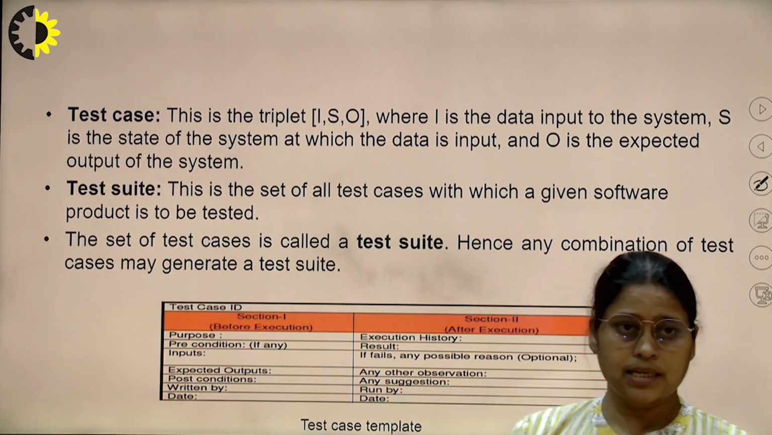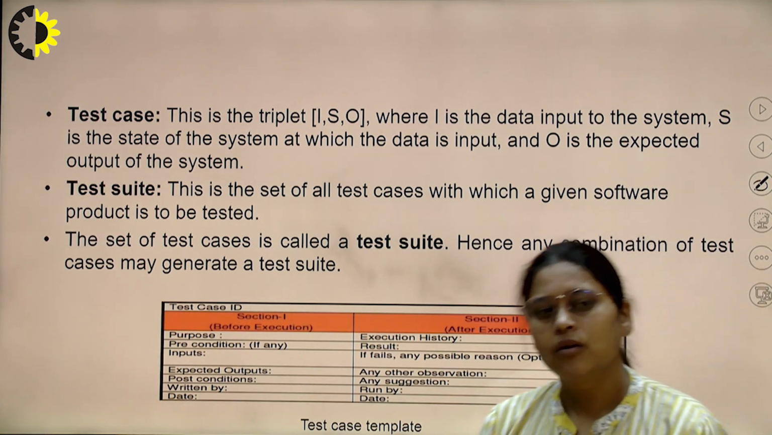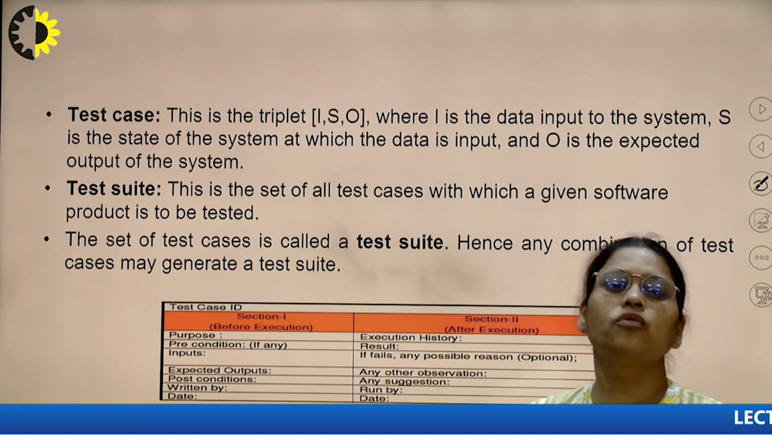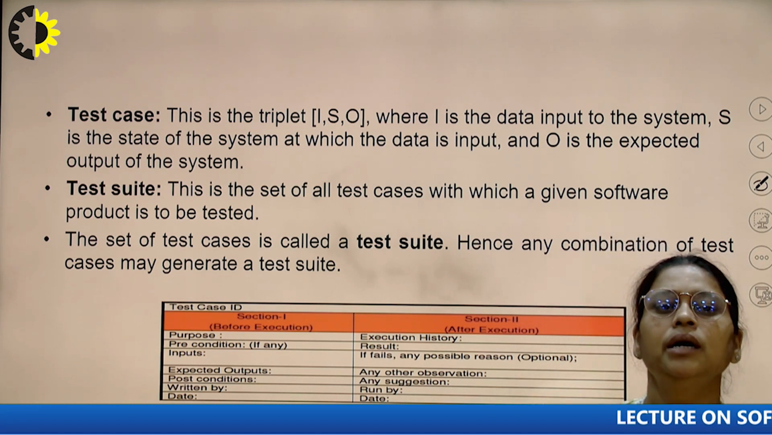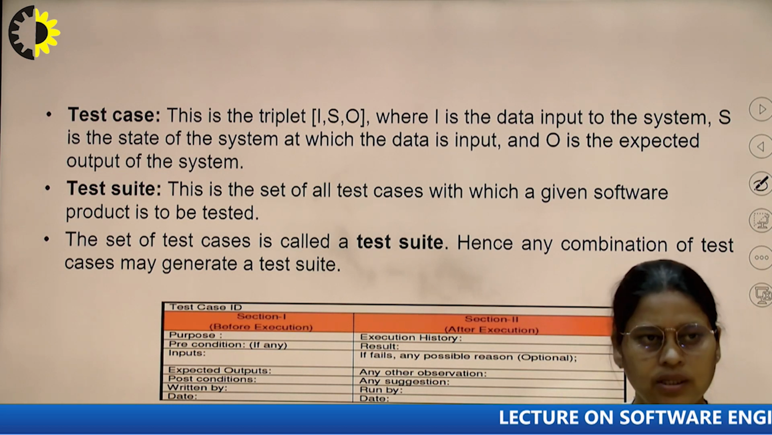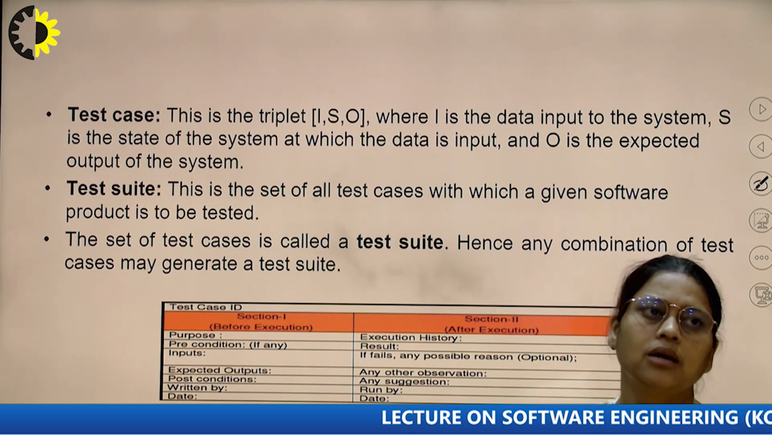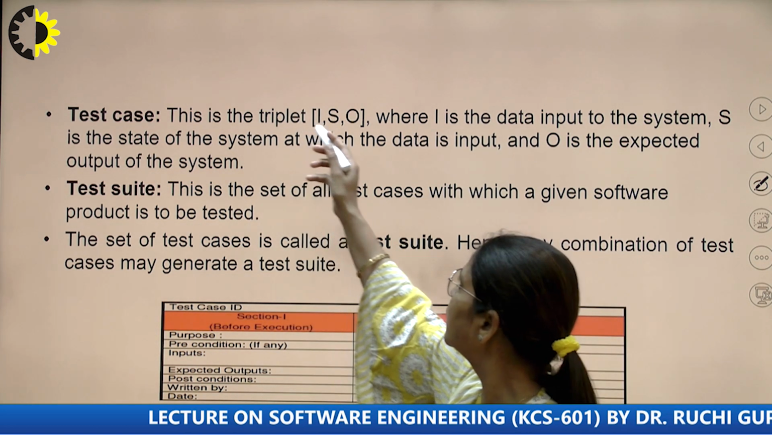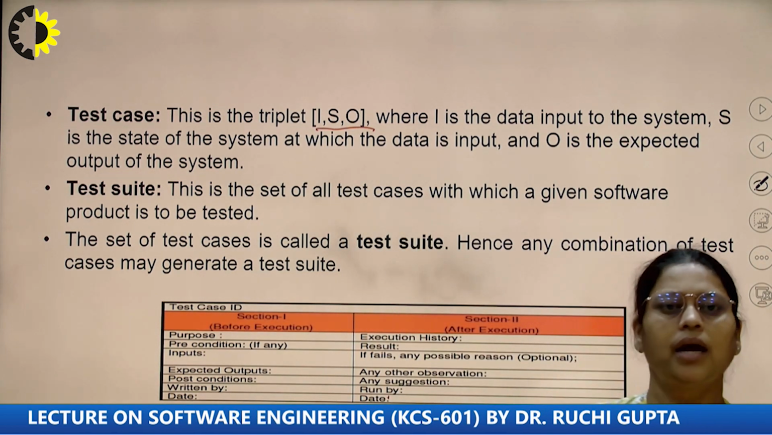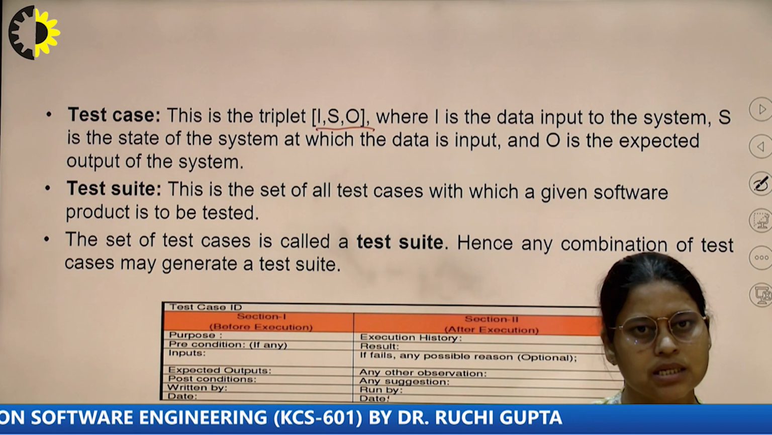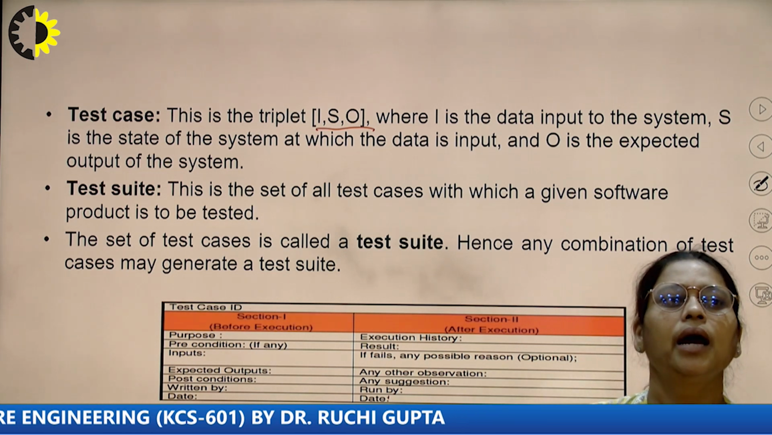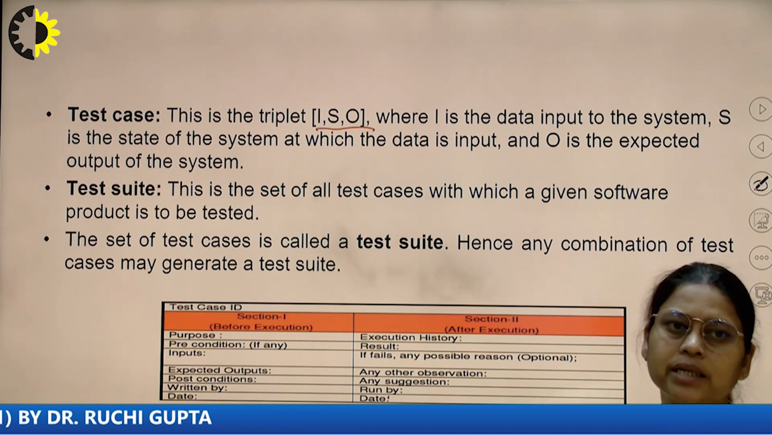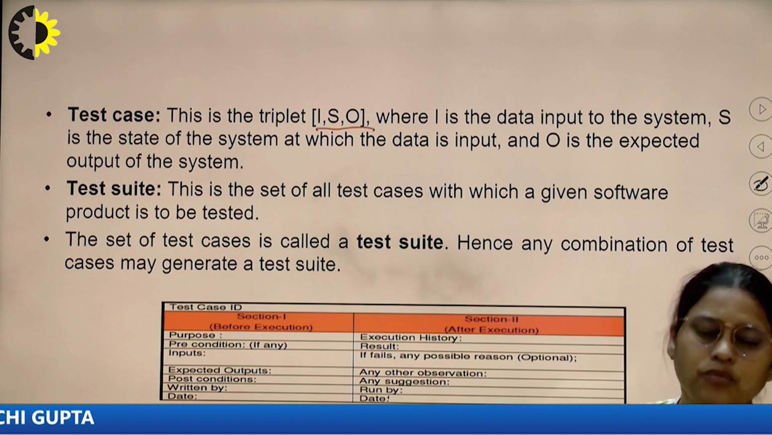Now what are test cases? As we have discussed, we have to do some project test planning. Under software test planning, we have to generate some test cases, and on these test cases we have to perform some testing. So what are test cases? A test case is basically a triplet, that is I, S and O. I is the input which is given to the system, S is the system state, and O is the output which we expect to receive from the system.